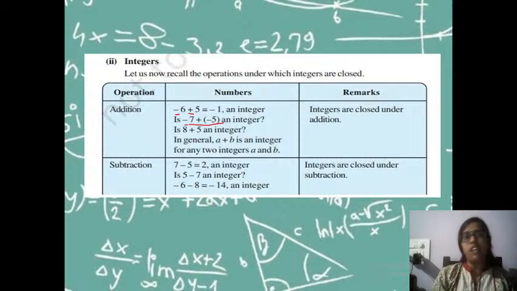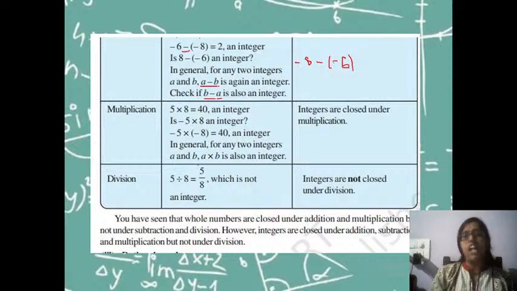Now coming to the integers. Integers will be closed under addition, subtraction and multiplication operations, all three, in closure property, and it will not be closed under division.